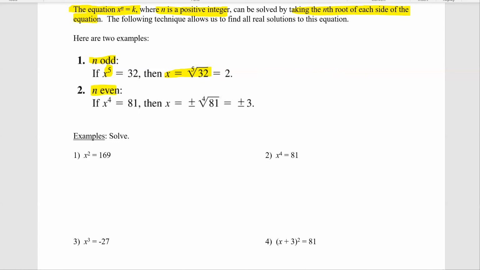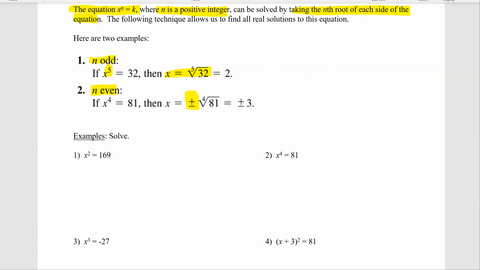Anytime n is even, we need to make sure that we have plus or minus. So if x to the fourth is equal to 81, x is equal to plus or minus the fourth root of 81, which is equal to plus or minus 3. So the key note here is that when you take an even root of both sides, you must have plus or minus.